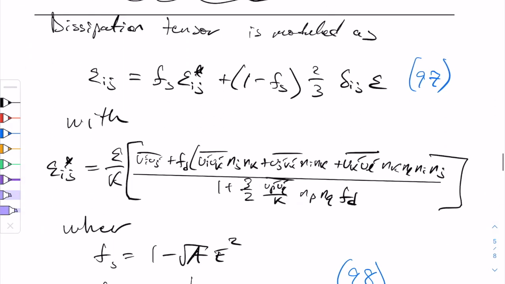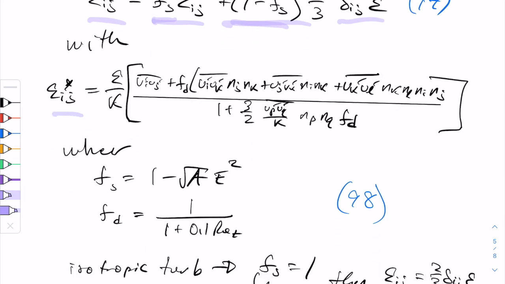Okay, now let's look at how that dissipation tensor is modeled, because it seems to have introduced some new variables, so they have to close that part of the system. They'll say epsilon ij is Fs, epsilon ij star, times 1 minus Fs, 2/3 of delta ij epsilon. So you see here's Fs and 1 minus Fs, and they're being added, so this is sort of like a fractional form.